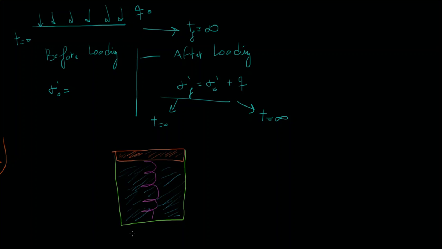So let's say we have this tank here. Inside there's water and there is a spring. This spring is supposed to model the soil skeleton, and the water is just the pore water pressure inside the soil. Then we seal the tank with a lid, and it's waterproof, so water cannot seep out of it.